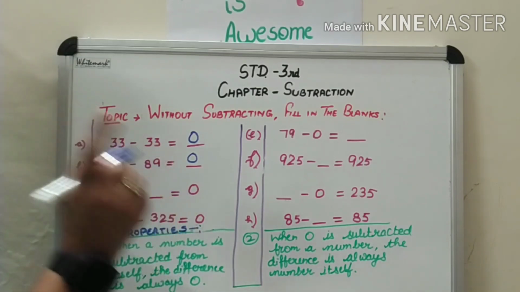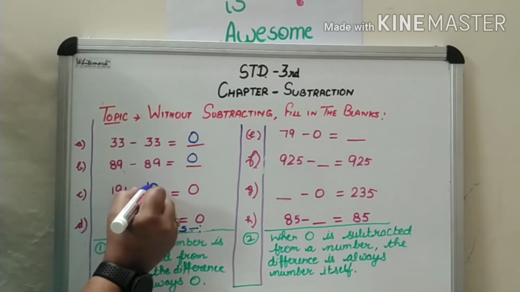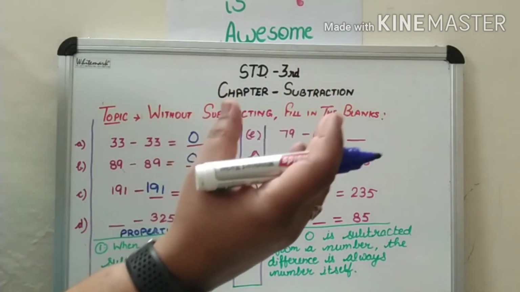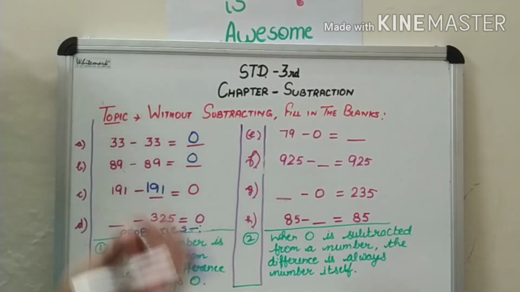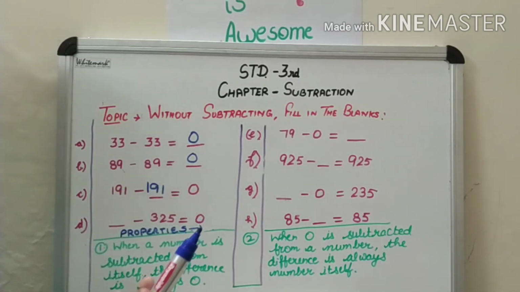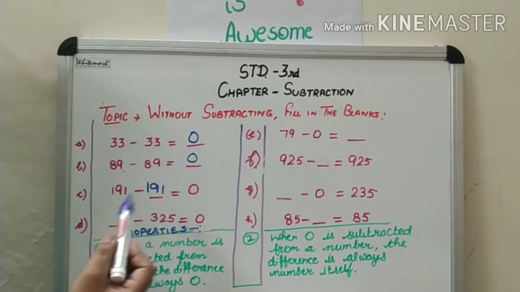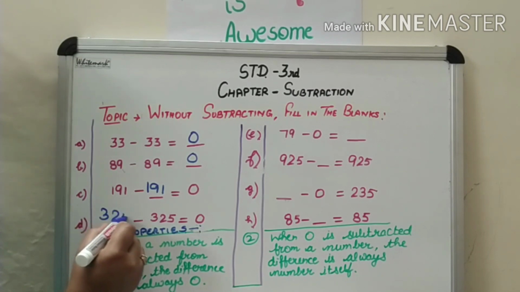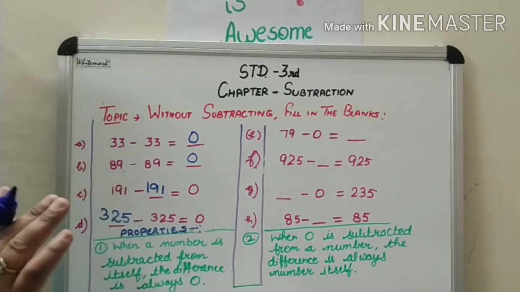When we subtract a number from the number itself, we have no problem, children. When we know the property, that when a number is subtracted from itself the answer will be 0, in the same way, blank minus 325 is equal to 0. What will come here? Of course, when we subtract a number from the same number, only then we will get 0.